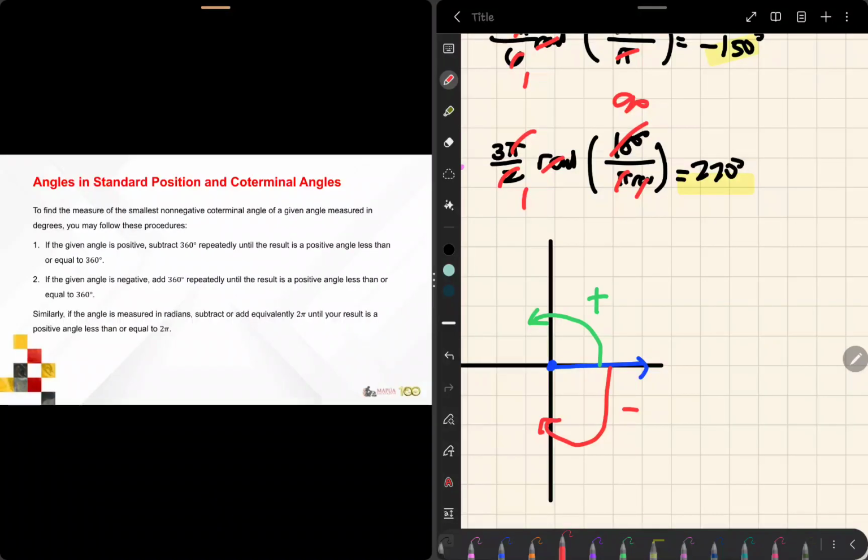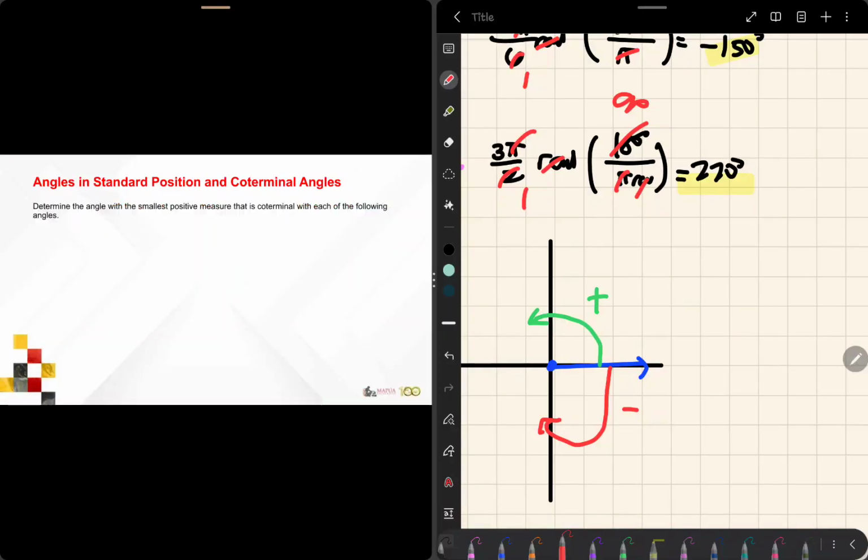To find the measure of the smallest non-negative coterminal angle of a given angle measured in degrees, you may follow these procedures. If the given angle is positive, subtract 360 degrees repeatedly until the result is a positive angle less than or equal to 360 degrees. If the given angle is negative, add 360 degrees repeatedly until the result is a positive angle less than or equal to 360 degrees. Similarly, if the angle is measured in radians, subtract or add 2 pi until the result is a positive angle less than or equal to 2 pi. So now, for example, this given.